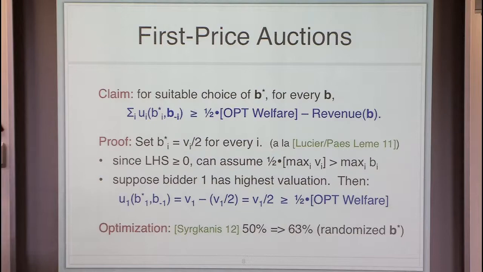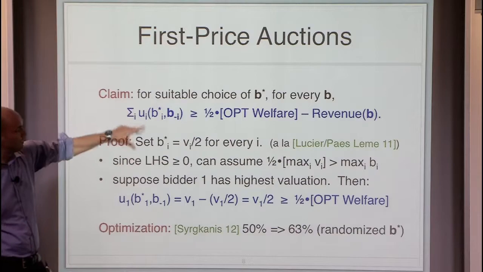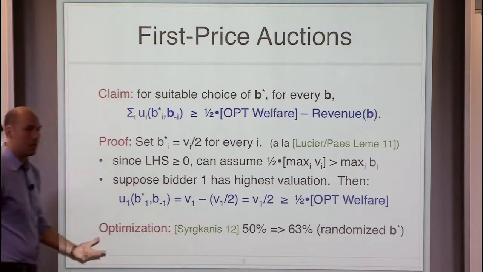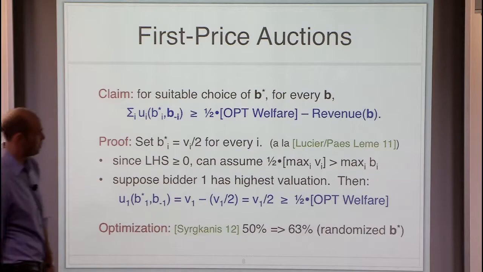Okay. Well, under this assumption, let's think about the high value bidder, say bidder number one. What happens to bidder one when everybody else bids according to B, and bidder one bids half its value? Well, it wins, right? So under our assumption, half of the highest value is bigger than all of the bids in B.